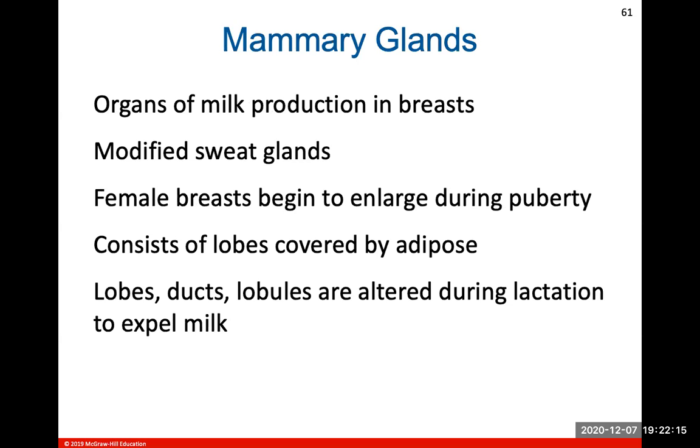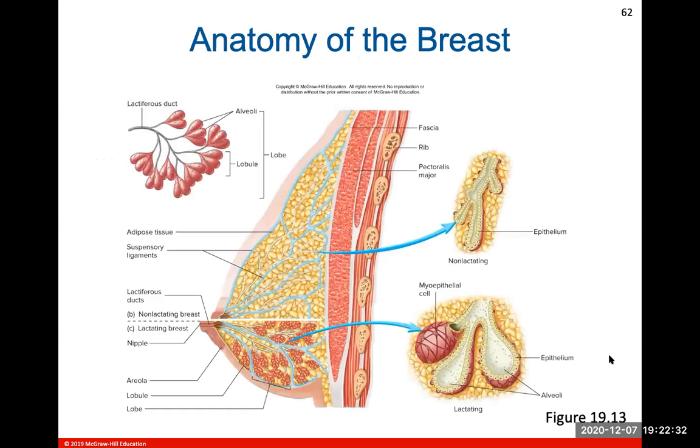The mammary glands are the organs of milk production in the breasts. They're modified sweat glands. They begin to enlarge during puberty for potential feeding. They consist of lobes covered by adipose. The lobes, ducts, and lobules will be altered during lactation to expel milk. So here's a look at the mammary gland. You can see there's a lot of fat tissue, and a lot of this fat tissue can be a cause for concern if there's ever breast cancer.